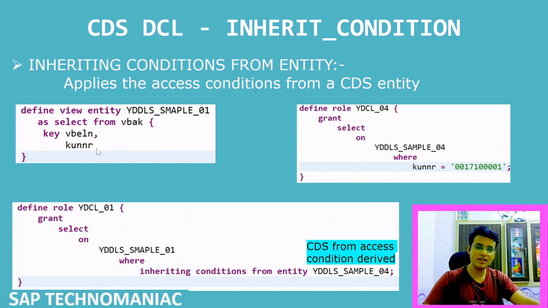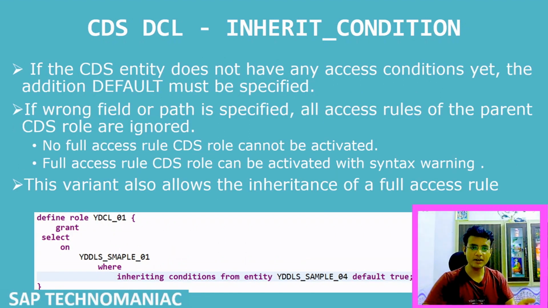But suppose I don't have the Kunnar field itself in this particular CDS entity, and I'm inheriting this condition. What will happen? Once you inherit the conditions of a particular CDS entity to create a role, and you don't have that field there, you will not be able to activate it. You will get an error, and there are two conditions further.